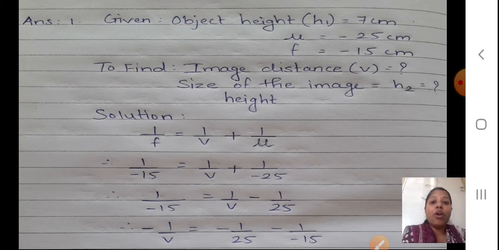Given part: as I told you, it is important to always remember to write given, to find and solution. So the given: object height, I'll take it as h1, you can see it on the screen, that is 7 centimeter. u is equal to minus 25 centimeter, that is the distance of the object. f is given as 15 centimeter; we'll take it as minus 15 and u as minus 25, students, as it is a concave mirror. To find: image distance, which we will write as v, and size of the image, that is h2. They have asked the size and the nature of the image. I hope the given part is clear to you. We'll start with the solution, students.